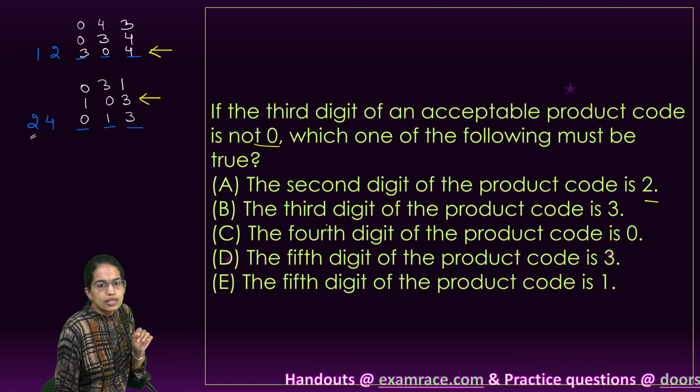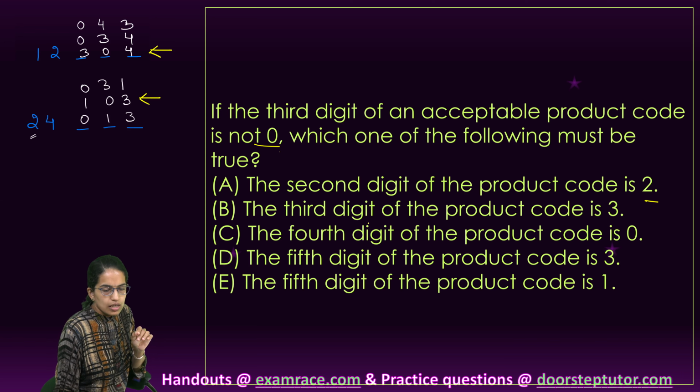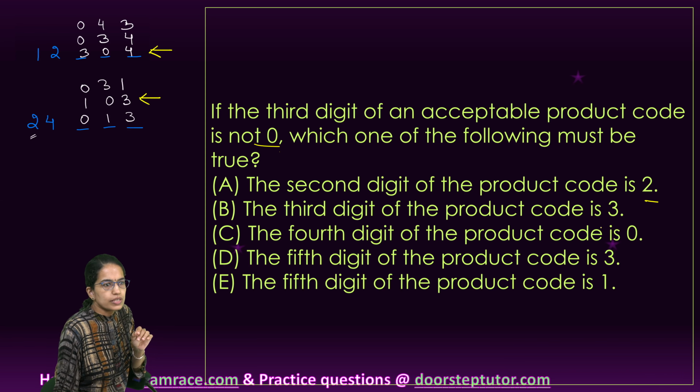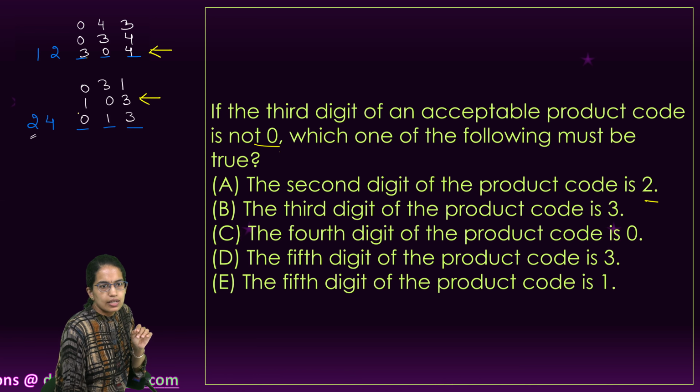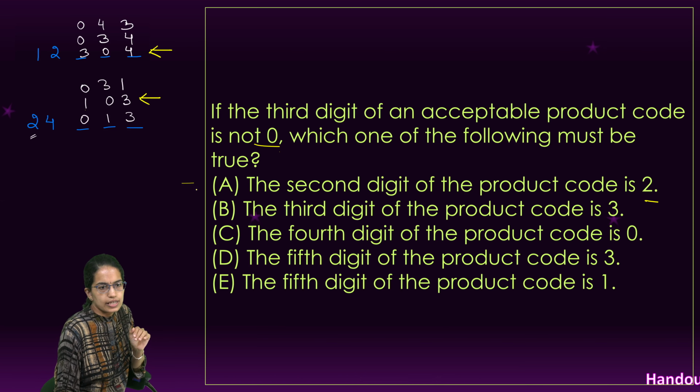Okay. The third digit of the product code is 3. So the third digit is 3 here, but the third digit is 1 here. So again incorrect.